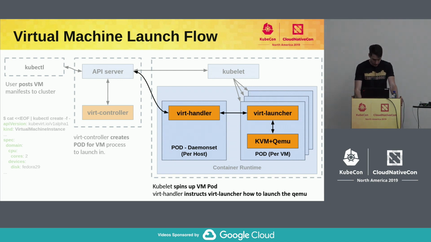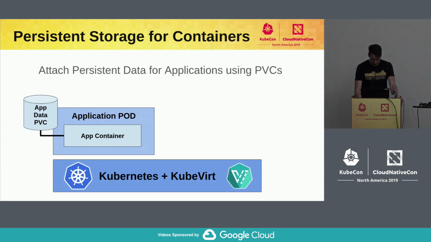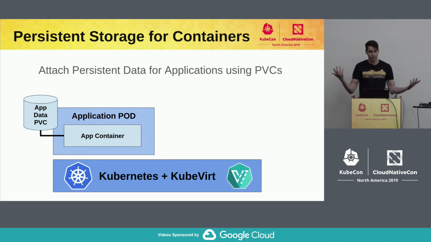So what I want to do now is zoom in on that pod and talk about how we're delivering things like storage, network, and access to host resources. Starting with storage, if you want to give persistent storage to a pod, you're going to use a persistent volume claim. That's just how it's done.